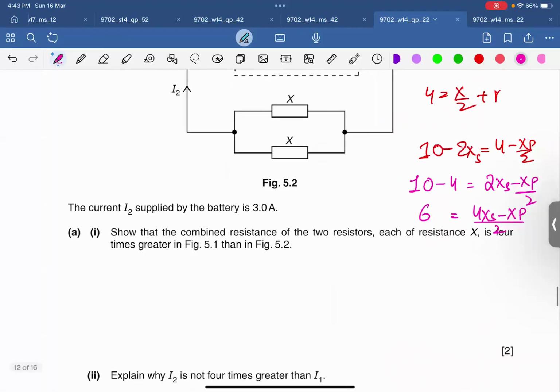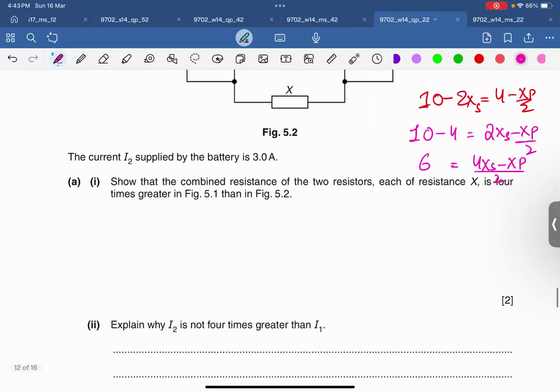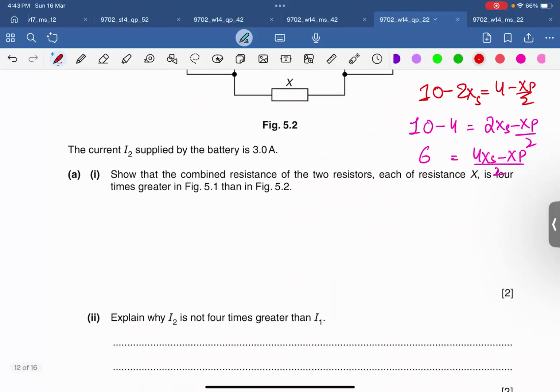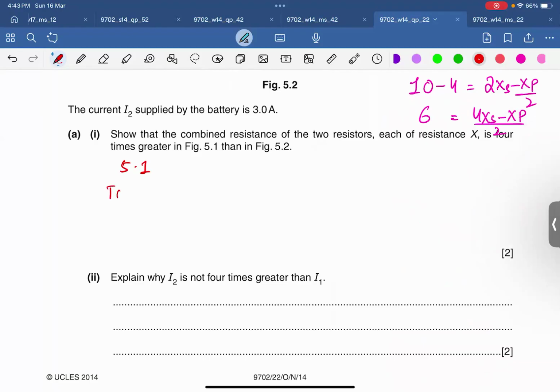Show that the combined resistance of the two resistors, each of resistance x, combined resistance of the two resistors. Sir, why don't you just assume values and find for it? So if we have the figure 5.1, in the figure 5.1, the total resistance, excluding the internal resistance, is 2x, okay?